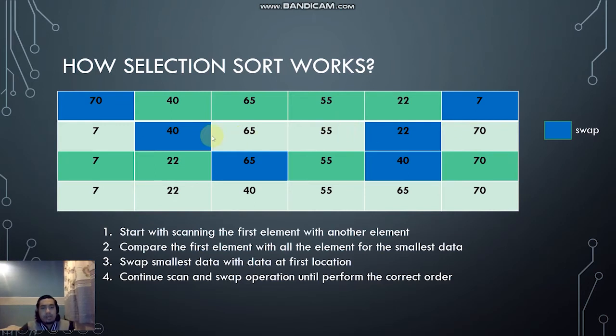So for the second step, we need to start comparing the second element, which is 40, with the other elements in the unsorted list, where we can find that 22 is smaller than 40. So we need to change the place between 40 and 22, and continue until we get the correct order, which is 7, 22, 40, 55, 65 and 70.